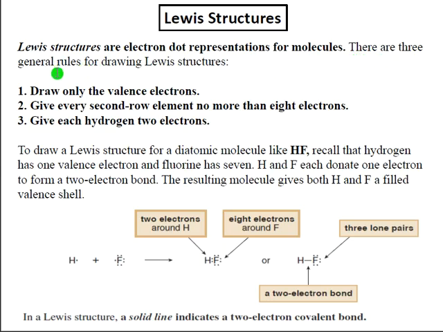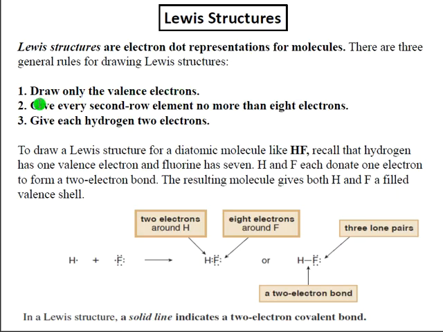There are three general rules for drawing Lewis structures. That means we have three rules. Number one, draw only the valence electrons. What does valence electron mean again? Just the outer shell electrons, the electrons in the outer shell. Okay.